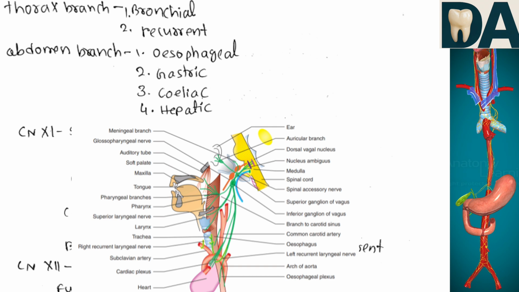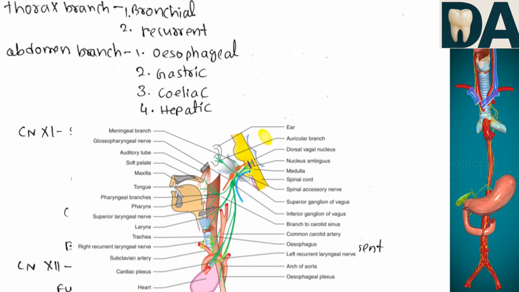Now the branches in abdomen. First one is esophageal branch. Joins with the similar branch of opposite side to form the esophageal plexus from where nerves are distributed to esophagus. Gastric branches join the gastric plexus which supplies the stomach. Right and left vagus nerve form the posterior and anterior gastric plexus respectively on the stomach.